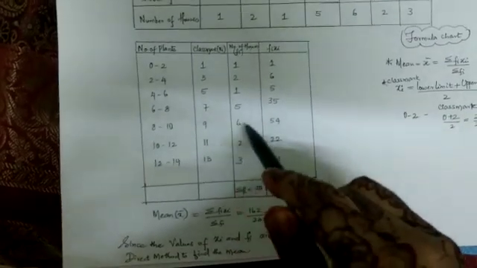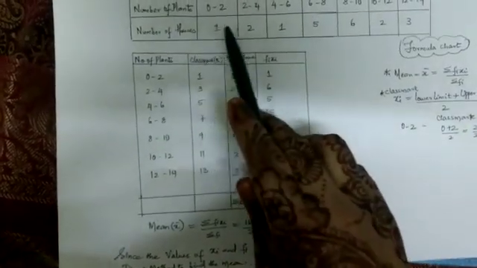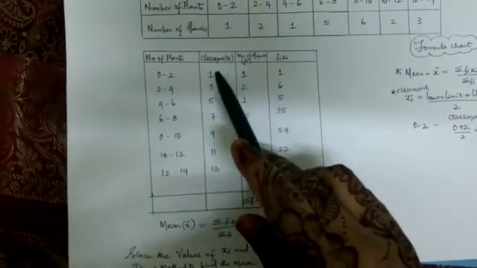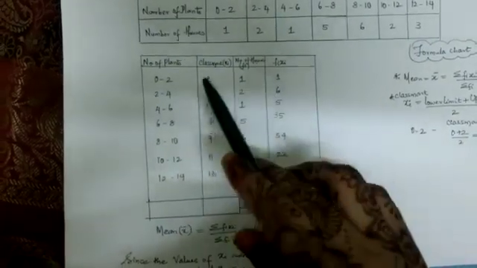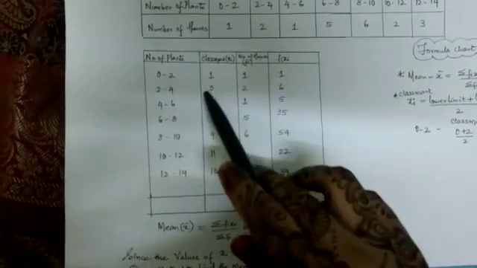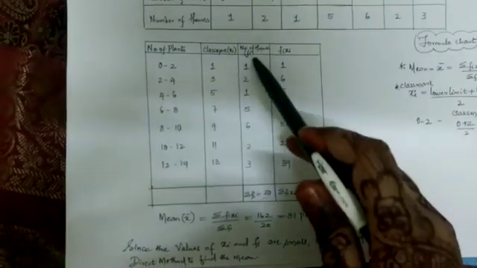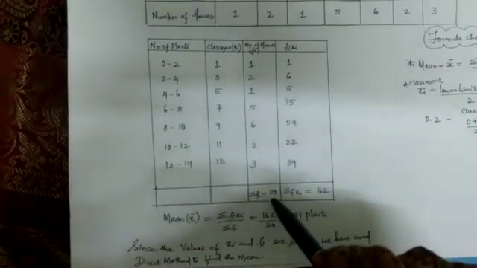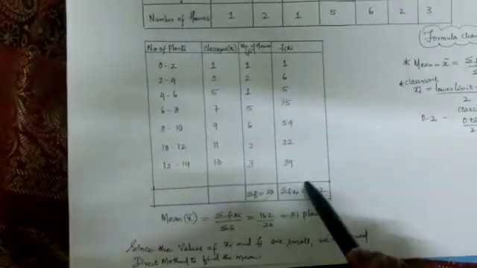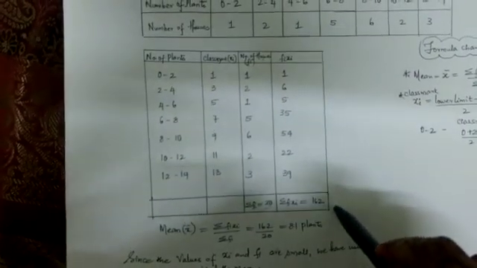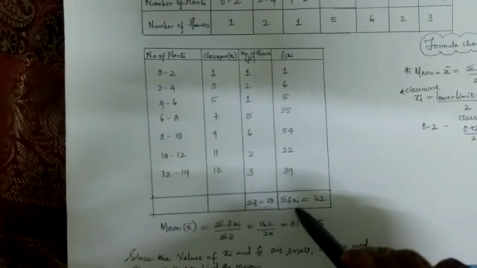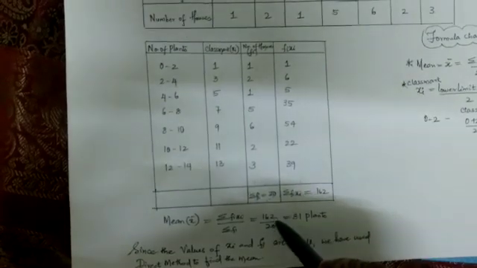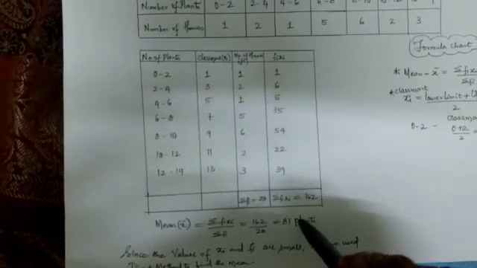Now after getting my xi, I'll write my fi. Fi is nothing but your second row, that is your frequency. Once I am ready with these two things, I'll multiply them. Xi fi or fi xi, anything you can say. 3 2s are 6 or 2 3s are 6, both are okay. Now when I sum this column, I'll get my total number of observations, that is sigma fi equals 20. When I sum up this column, I'll get sigma fi xi equal to 162. So I am ready with these two things. Directly I'll write the formula now. Sigma fi xi by sigma fi, 162 by 20, it will give me 8.1 plants.